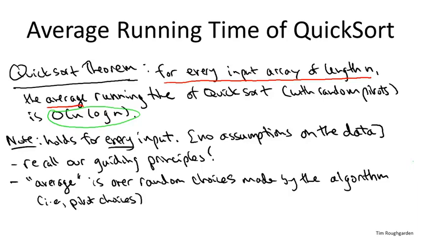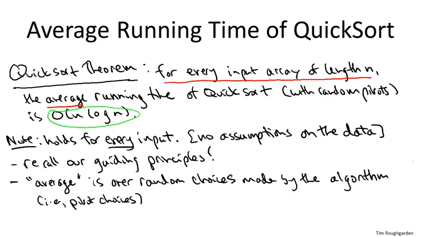And again, to be clear, the randomness is not in the data. We make no assumptions about the data, as per our guiding principles. No matter what the input array is, averaging only over the randomness in our own code, the randomness internal to the algorithm, we get a running time of n log n.